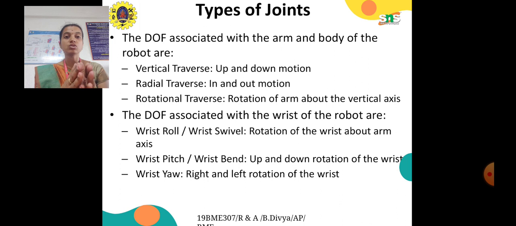DOF, that is degrees of freedom, associated with the arm and body of the robots and associated with the wrist of the robot. In arm and body we have three categories: vertical traverse, radial traverse and rotational traverse. Whereas in the wrist of the robot we have three categories: wrist roll, wrist pitch and wrist yaw. Okay, thank you.